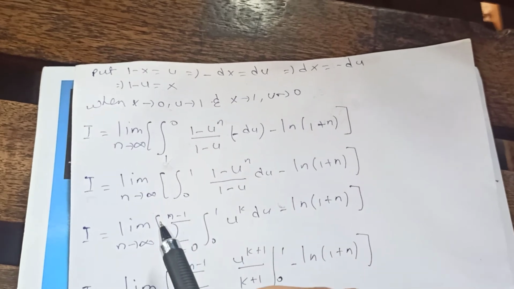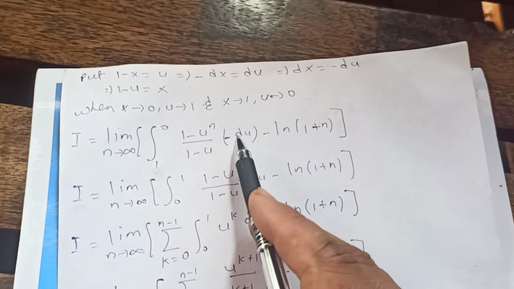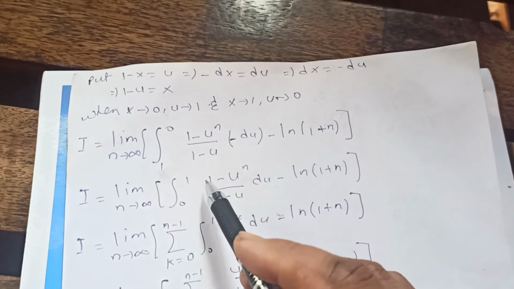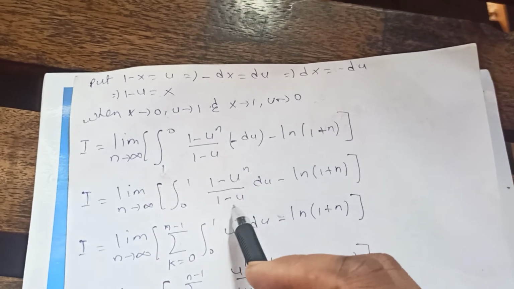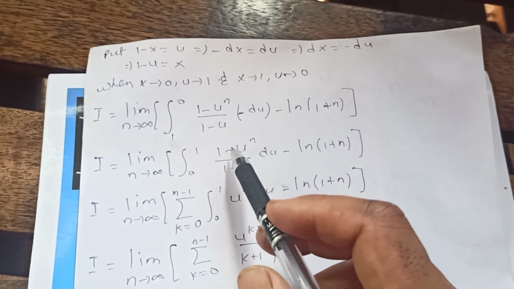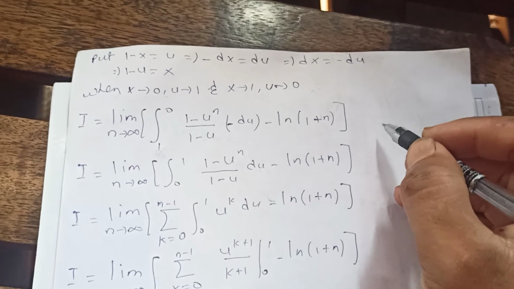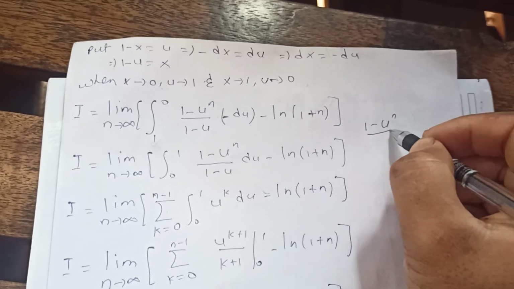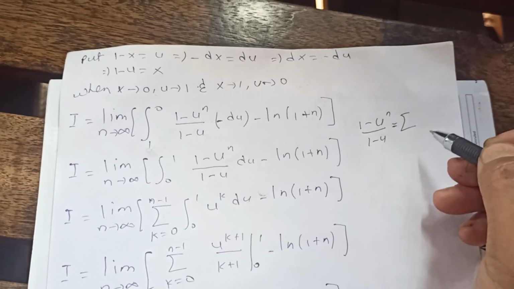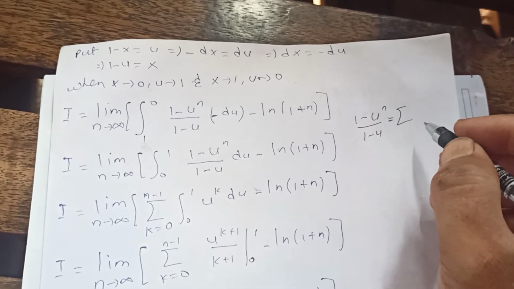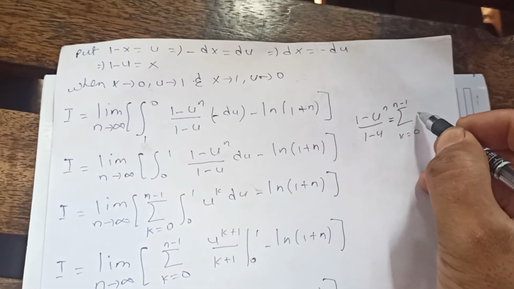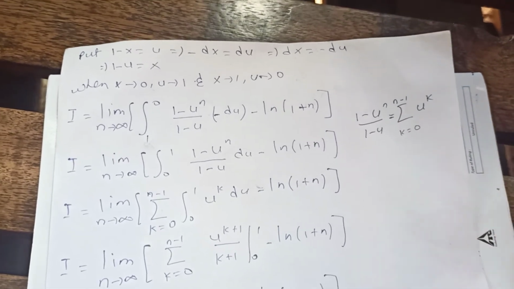Now I is the limit as n tends to infinity of the integral from 0 to 1. Because of this negative, the upper and lower limits are interchanged, so (1 - u^n)/(1 - u) du minus log(1+n). Now (1 - u^n)/(1 - u) is nothing but a geometric progression, the sum for k from 0 to n-1 of u^k.